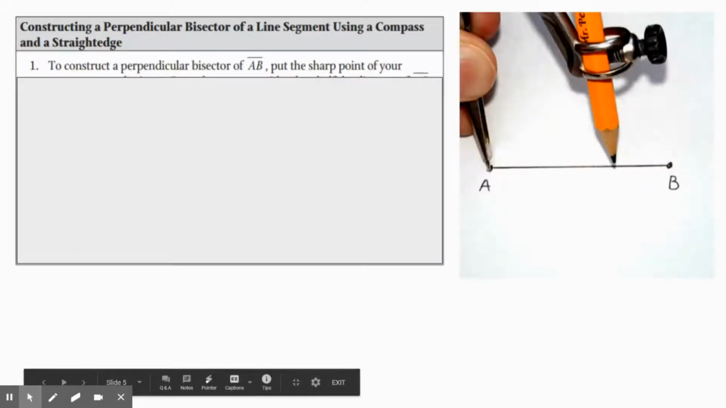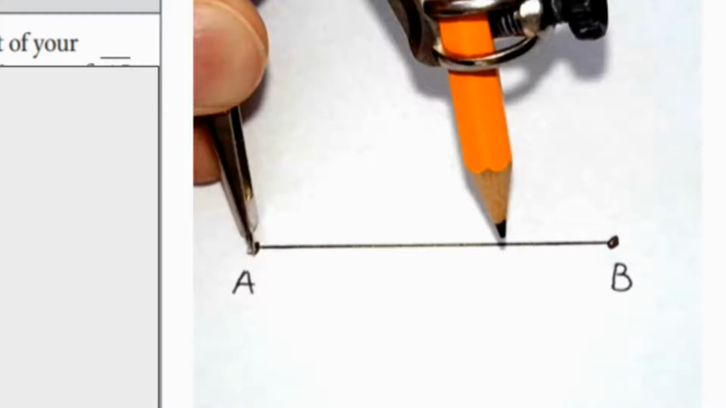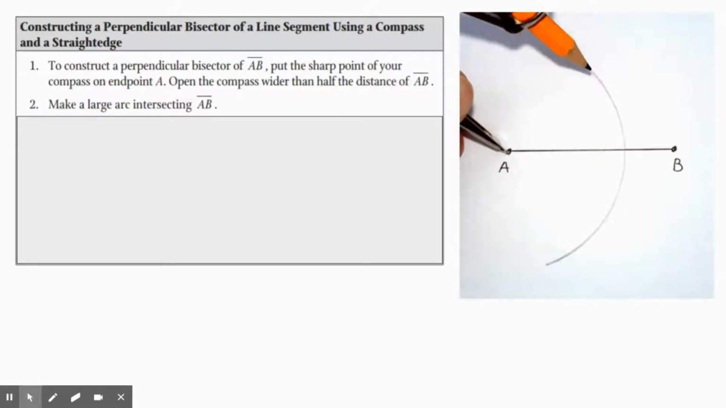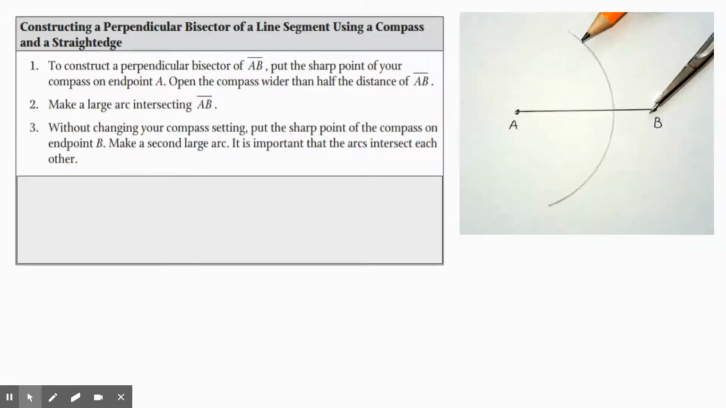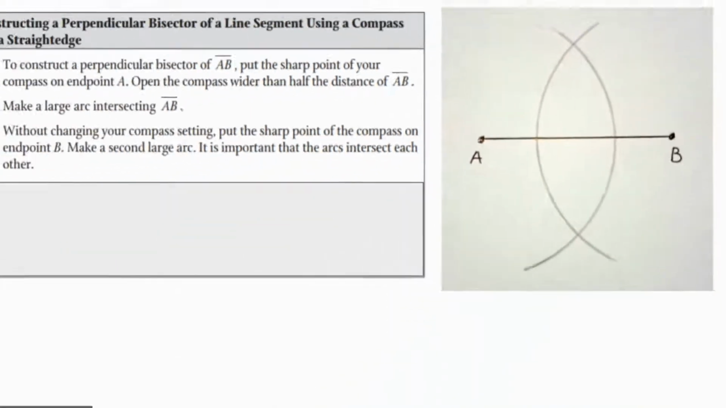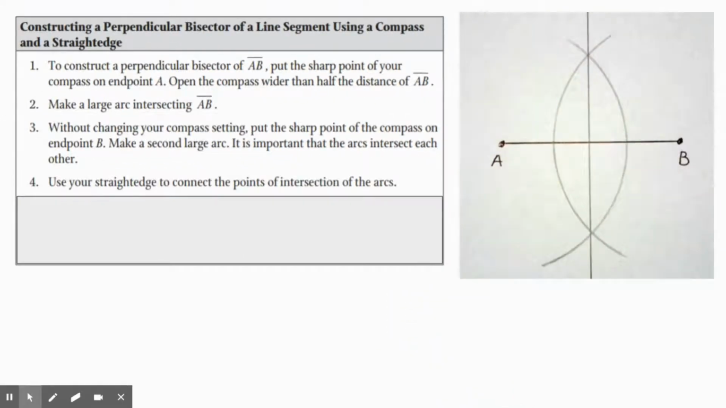First thing you want to do, open your compass, put the sharp point on point A, go more than halfway. Make sure you're going more than halfway on the compass because the arcs will not intersect if you don't go more than halfway. Second, you're going to make a large arc, being careful not to change the distance. Keep those distances the same radius on your compass. You're going to make an arc using B now as the center. And where the two arcs intersect, you're going to take your straight edge, make a line.